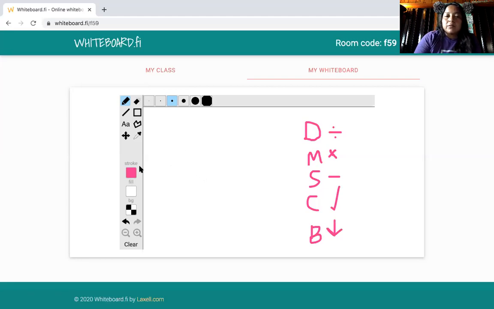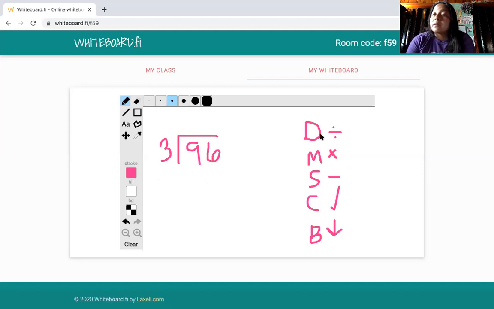Okay, so I'm going to do one over here. Let's start with 96 divided by 3. So we always start at the division. We take 3 and we start at the left side, right? Now this is our divisor, so this is what we're going to divide our number or separate them, right?